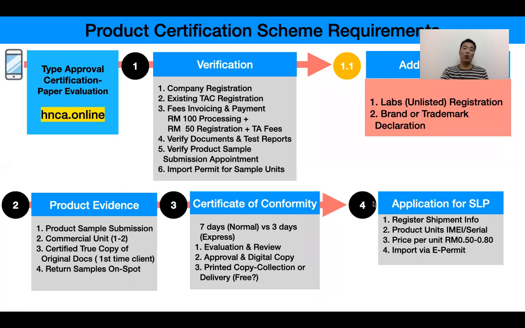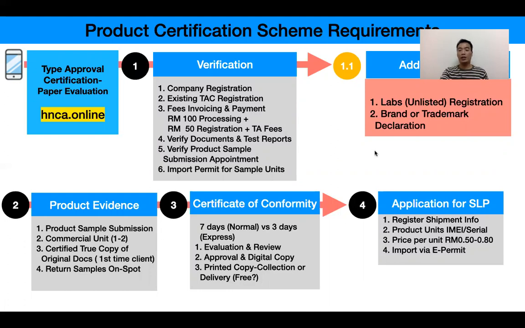So always go to HNCA.online to check what you need to provide to us for verification purposes, especially your company registration, whether you have an existing TAC registration, what the processing fees, registration fees, and type approval fees are, and what kind of documents and test reports are required, as well as sample units. For your sample units, you need an import permit. You can get it from Ganet or via our e-permit system to enable you to get your sample units imported.